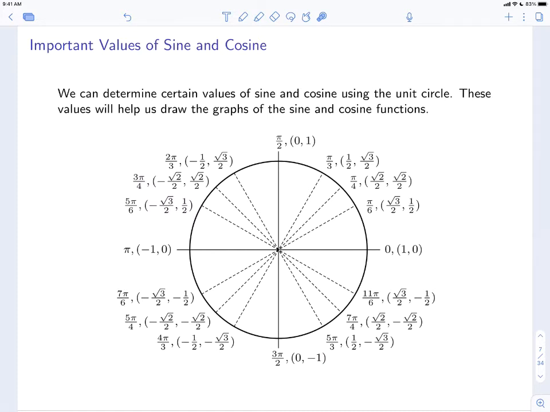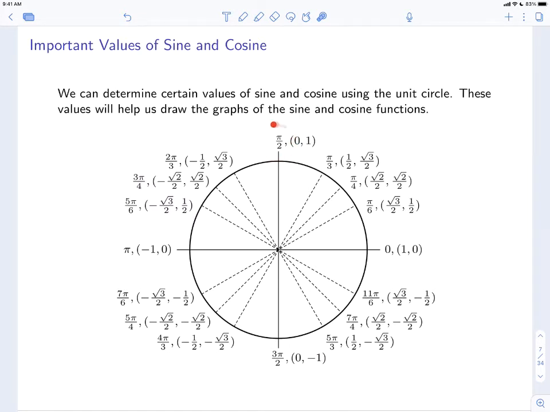So for example, we've already found the values of sine and cosine of pi over 6, pi over 4, and pi over 3. Another important value is when theta is equal to 0. In that case, we're actually along the positive x-axis at the point 1, 0. So that tells us that cosine of 0 is 1 and sine of 0 is 0.